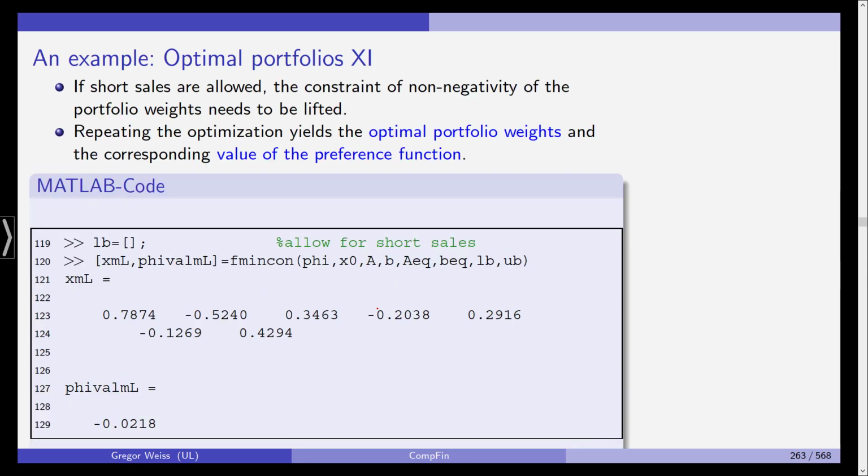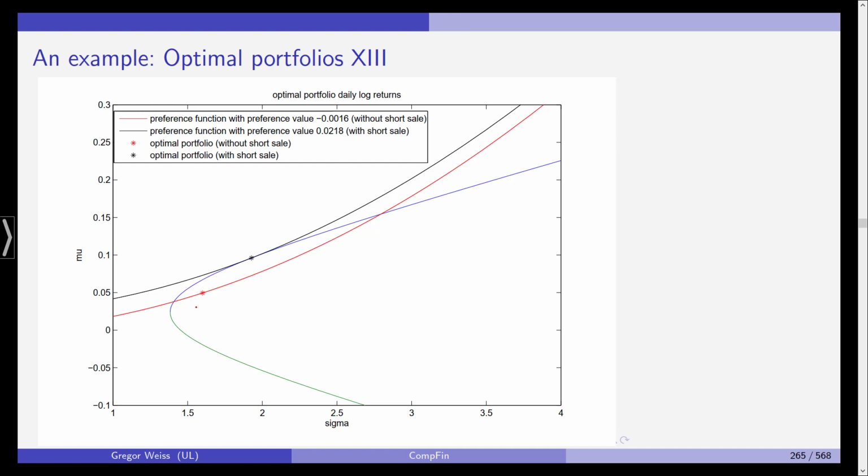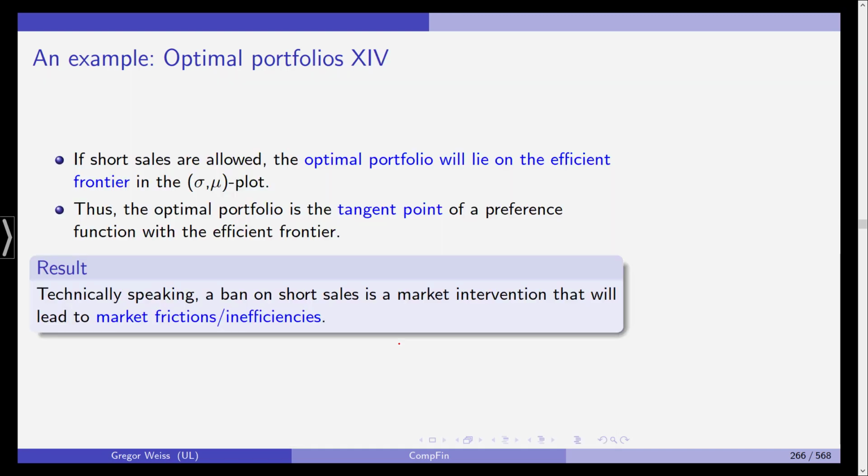Now, if we allow short selling, if we leave out the short selling constraint, see what happens. We are moving to a higher preference function, to a higher indifference curve, and thus we get this point here. So this is actually very nice. We get the tangent point between the efficient frontier and our preference function, the indifference curve. Perfect. Now, next example.